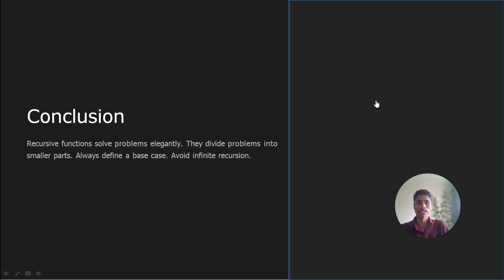And at the end we have the conclusion of recursive functions: recursive functions solve problems elegantly. They divide the big problem into smaller subproblems, and mainly a recursive function means calling itself in the program only.